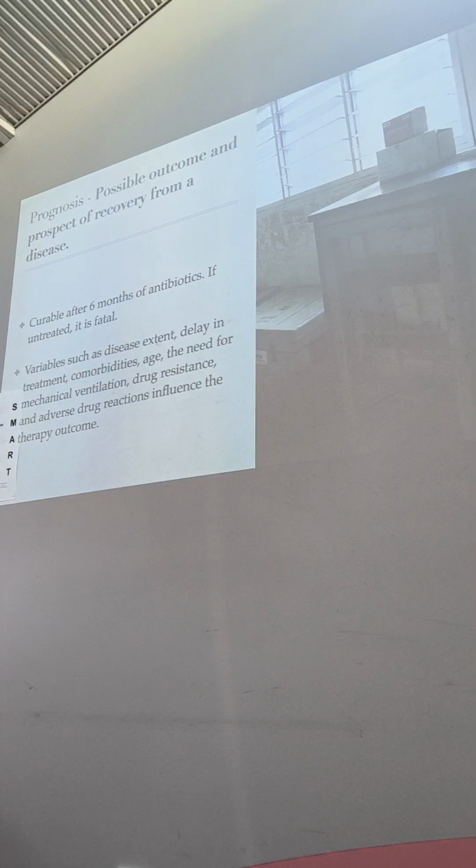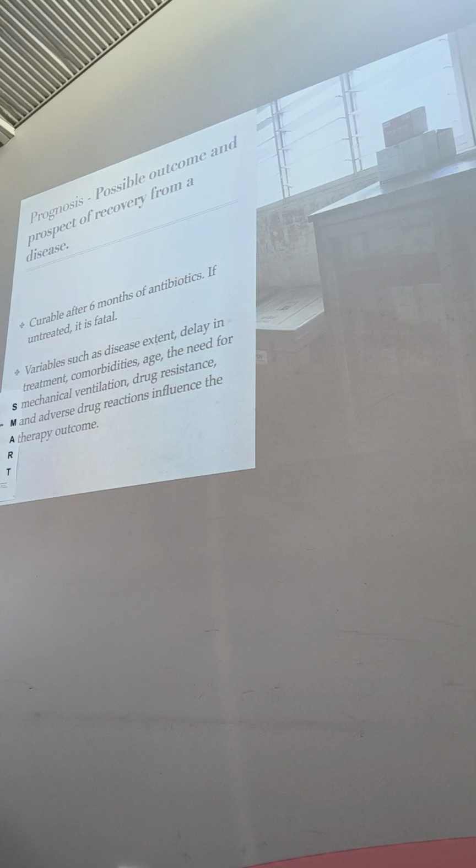But you can also have it in TB. So if you get diagnosed, you get on treatment, you have to be on the antibiotics for 6 months, you're pretty good. But if it's untreated, it's fatal. And I'll talk later about life expectancy with the prognosis. But the prognosis, so outcome of the disease, is variable.